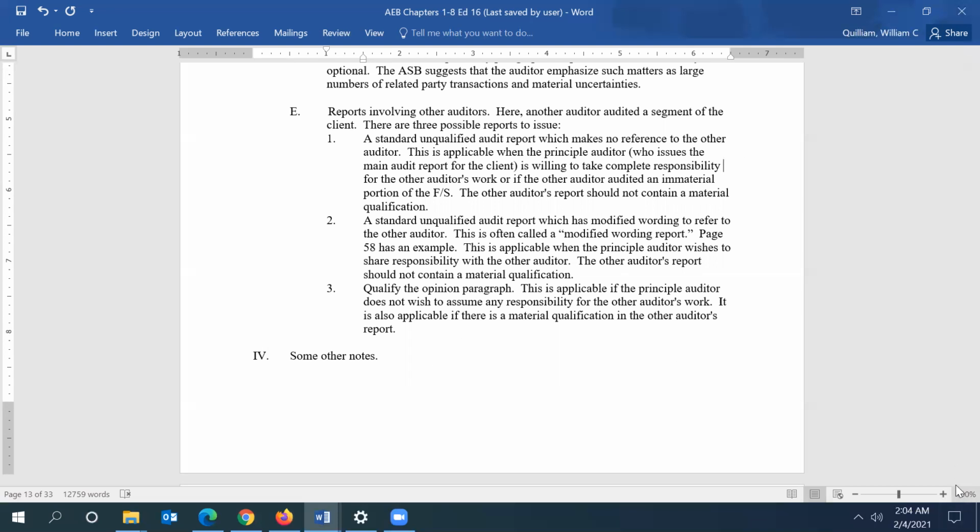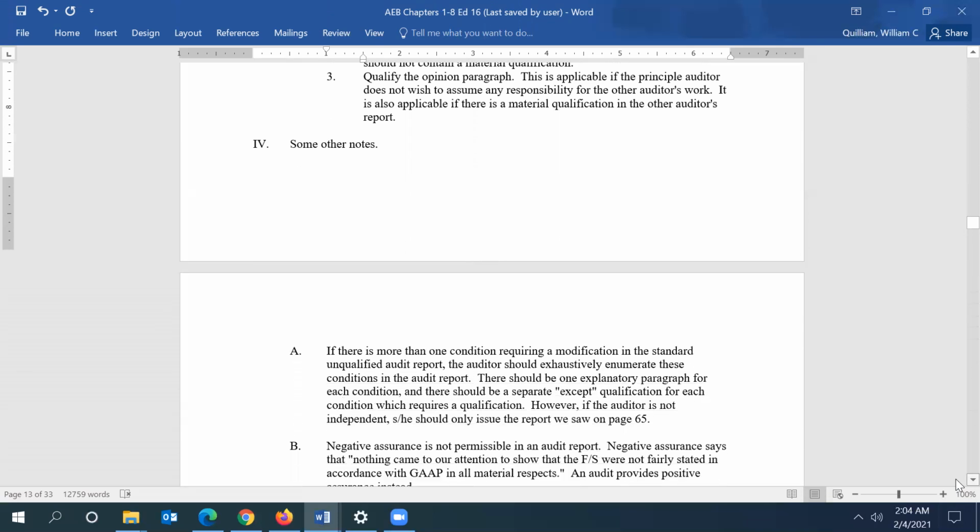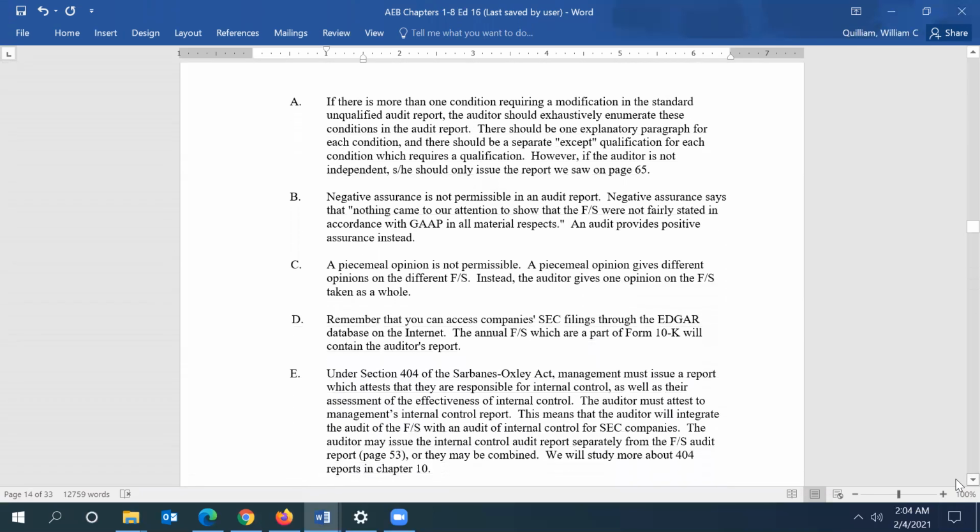Now, Roman numeral 4 just has some other notes for a few things I want us to be aware of. First thing here in A is, what if we have more than one thing going on with the audit report? Well, I'll tell you the underlying thing we need to do is to make sure that we come clean. We're transparent. We bring everything out exhaustively. So with that in mind here in A, if there's more than one condition requiring a modification in the standard unqualified audit report, the auditor should exhaustively enumerate these conditions in the audit report.